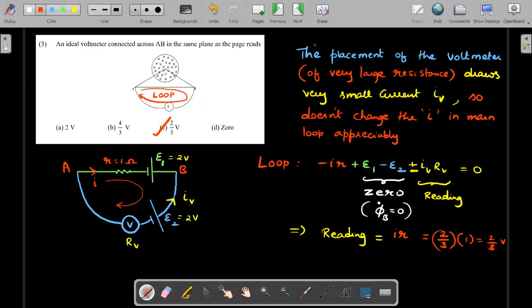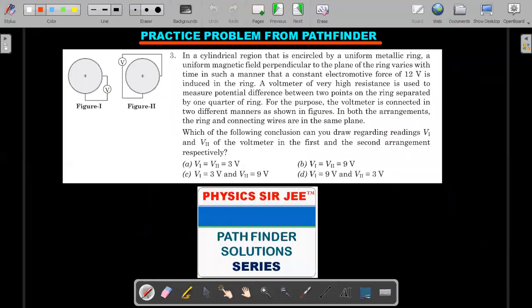Now with this kind of practice, I think you can solve the next one with confidence. Whether you have solved this before or not, it doesn't matter now. I think with confidence you can solve this Pathfinder objective question. In the video after the last one, on motional EMF, I gave a practice problem for Pathfinder. That was objective number 1. This is objective number 3. I'll make a combined video of these two problems in a Pathfinder series coming up.